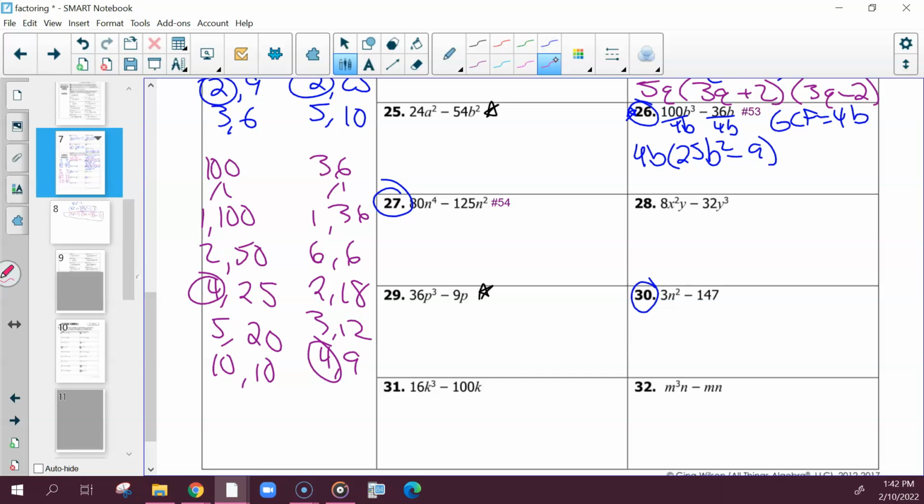And then if we break this down again, what would our two new factors be? 5b minus 3, and 5b plus 3.